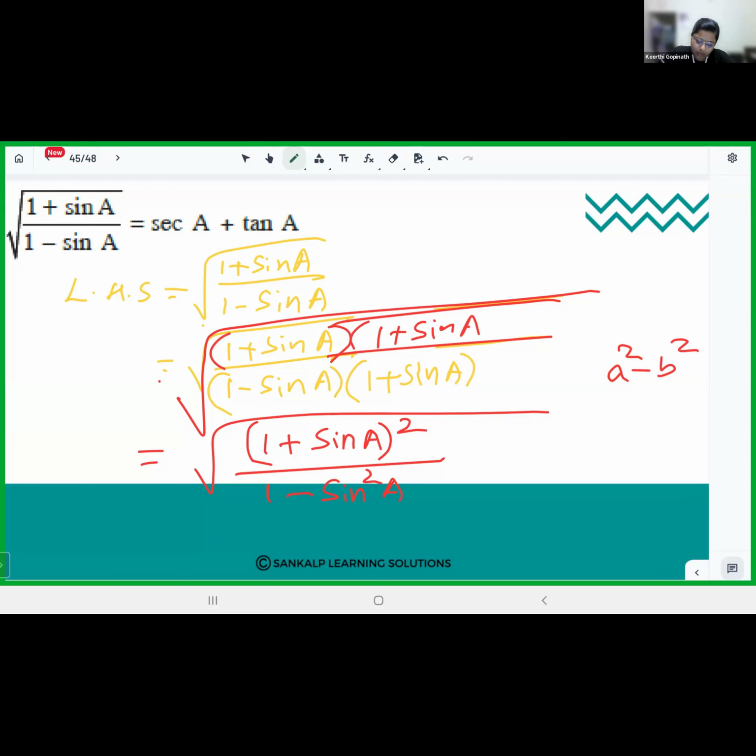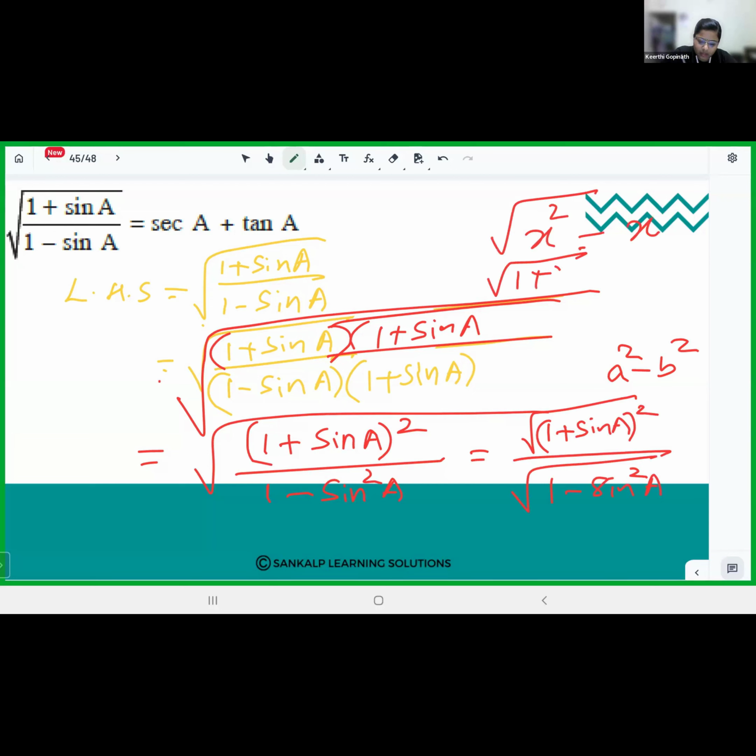So you give the square root to numerator and denominator separately. So you will get root of (1 plus sin A) the whole square divided by root of (1 minus sin square A). So what is root of (1 plus sin A) the whole square? What is the root of x square? It is x. So what is the root of (1 plus sin A) the whole square? It is 1 plus sin A, right?